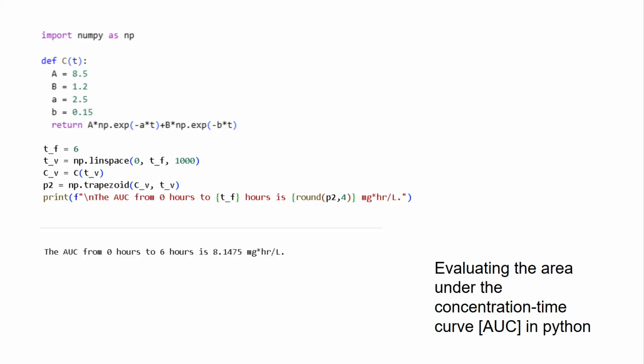This method could be improved by increasing the amount of trapezoids you use. As you can see here, we only did 1,000. We could have done 10,000, 100,000, whatever was necessary.